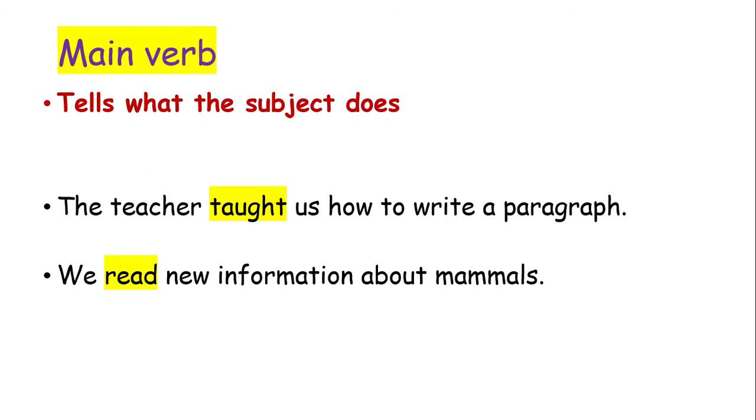We read new information about mammals. Look at the yellow word here. It is read. We don't have any other verbs here, so this is the main verb. What does the subject do in our sentence? The kids hunt tiny fish. Hunt is the main verb. It is the only action in the sentence, so no more verbs.